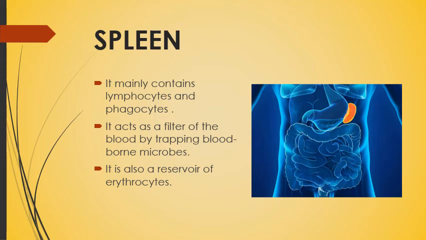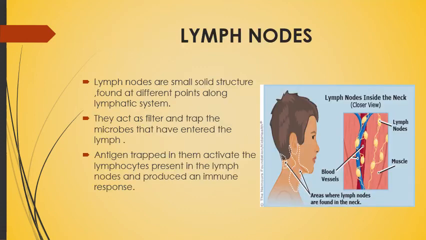It is also a reservoir of the erythrocytes, and it is also known as the graveyard of RBCs, because when the life of RBCs is completed, 120 days, the debris of the RBCs are there in the spleen. So it is also known as the graveyard of the RBCs.